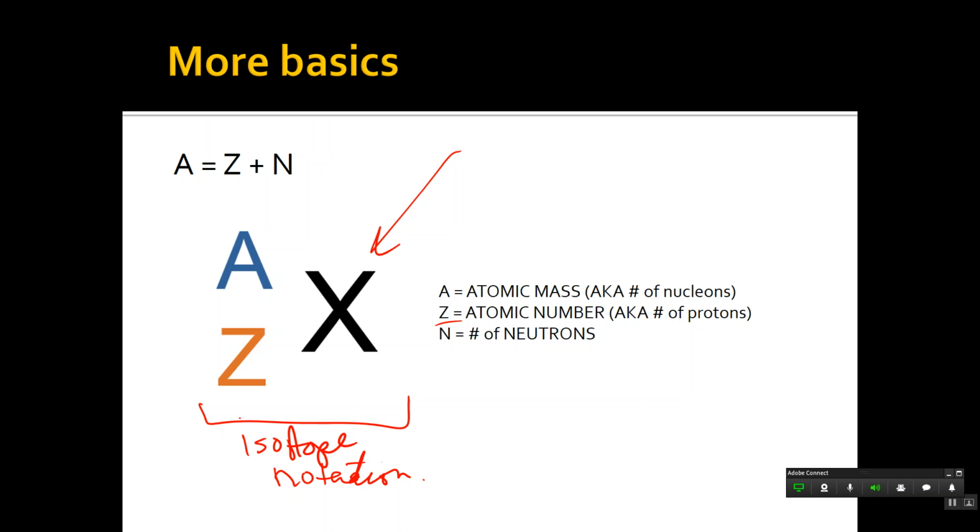periodic table. Up here is not the number of neutrons. It's not the atomic mass. The atomic mass, you guys know if you look at your periodic table, it's that number. It's not that either. A is the number of nucleons, all right? So if I give you the number of nucleons, can you determine the number of neutrons? Yes or no? Yeah, as long as you have the number of protons.